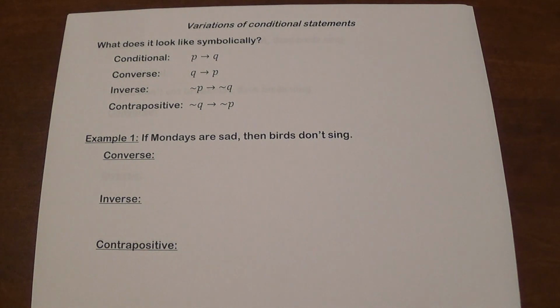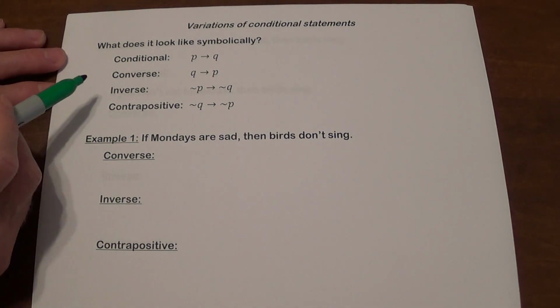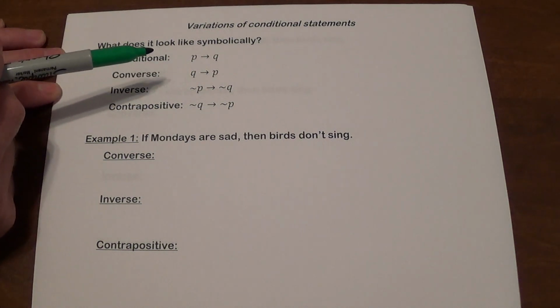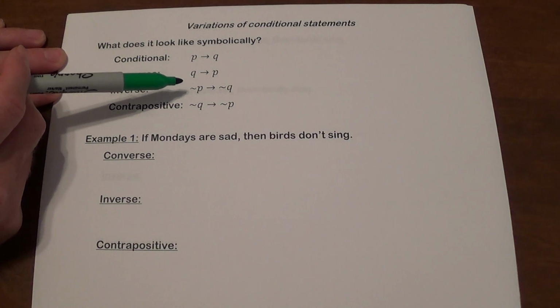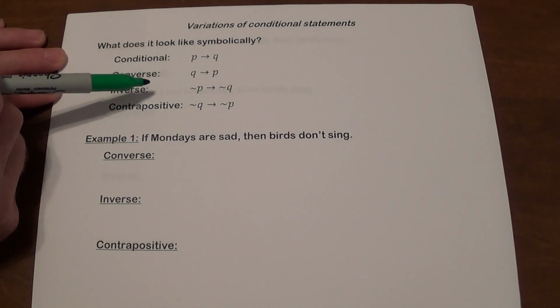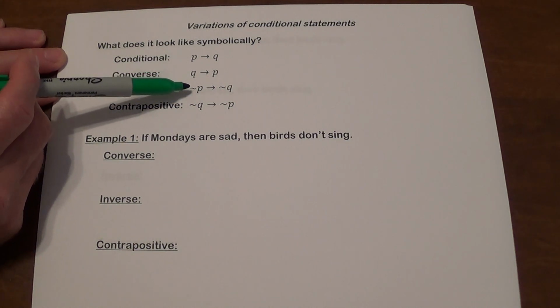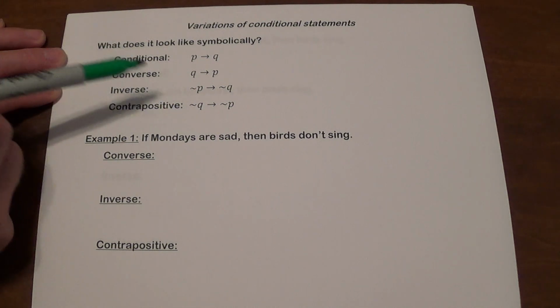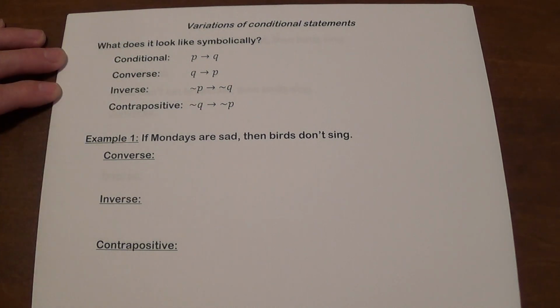What does it look like symbolically? Conditional will be P implies Q. Converse, since you switch hypothesis and conclusion, will be Q implies P. Inverse, when you negate both hypothesis and conclusion, will be not P implies not Q, and the contrapositive will be not Q implies not P.